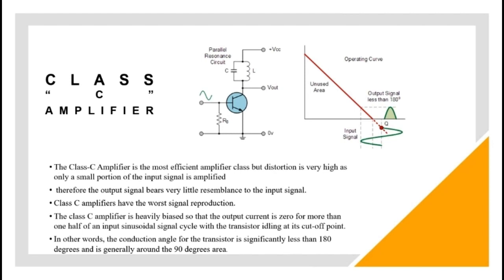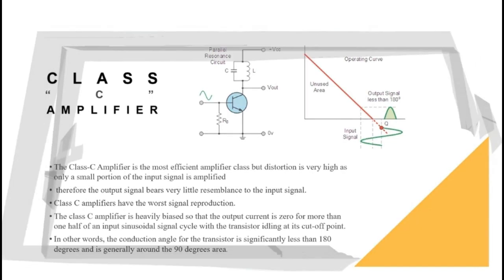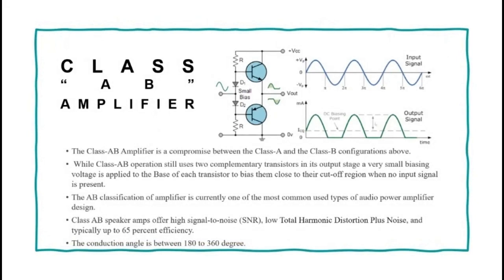The class C amplifier is heavily biased so that the output current is zero for more than one half of the input sinusoidal signal cycle, with the transistor idling at its cutoff point. In other words, the conduction angle for the transistor is significantly less than 180, or you can say it's around 90 degrees.